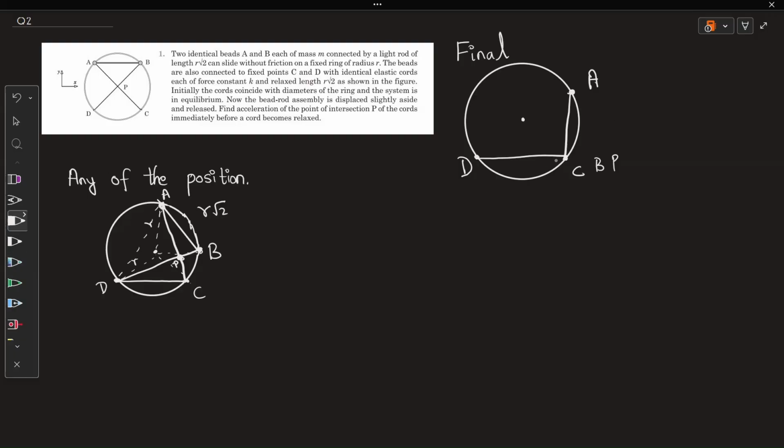So let's first find the locus of point P. Now, consider any position as A travels from this position to this position. Let's draw the situation. Now, this is r, because I'm connecting all four points with the center to mark the radius, and this is r root 2 and this is also r root 2. So this is 90 degrees and this is 90 degrees always, because the sides are r, r, and r root 2. So this is 90 degrees throughout the motion.